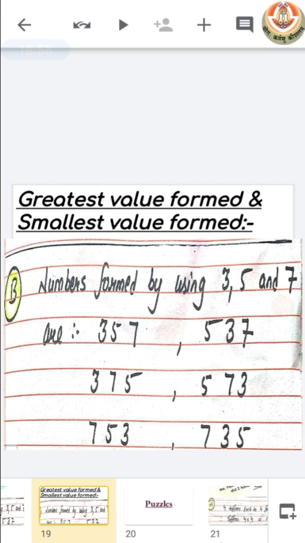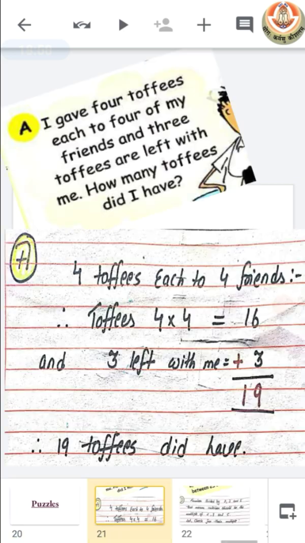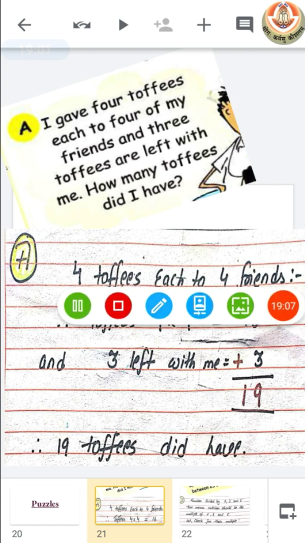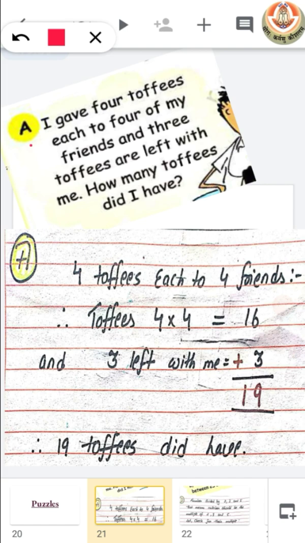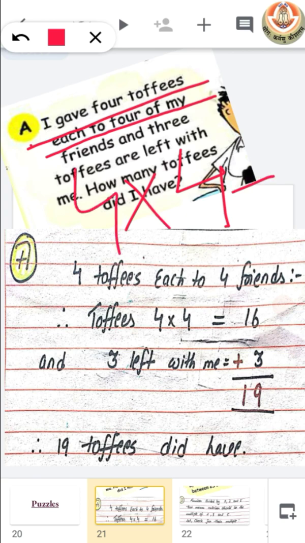Okay. Now puzzles. These puzzles we have in our chapter 3. Now we are given that I gave 4 toffees each to 4 of my friends. How many toffees? 4. To how many friends? 4. Means 4 into 4, 16. 16 toffees given to friends.